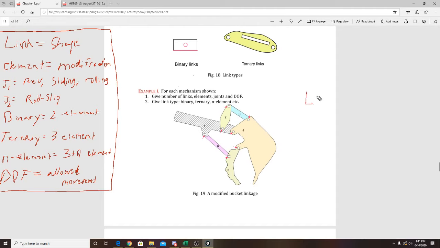So I'm going to just put down L, E, J1, J2, and DOF. And then I'll do binary and ternary. So all I want is the numbers for all of these. So links, how many? Obviously they're written on the question. I have eyes too, but that should get you off to a good start, hopefully.